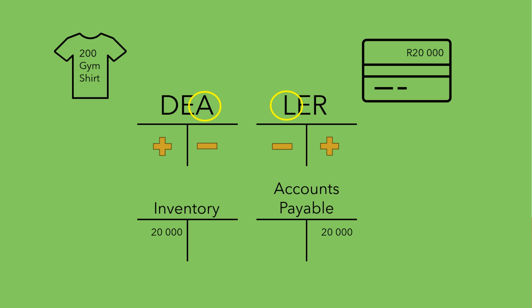And the principle of duality is simply that for every debit, there is an equal and opposite credit, and vice versa. But with DEALER, it's just easy to see whether an account is debited or credited. It just makes life so simple.